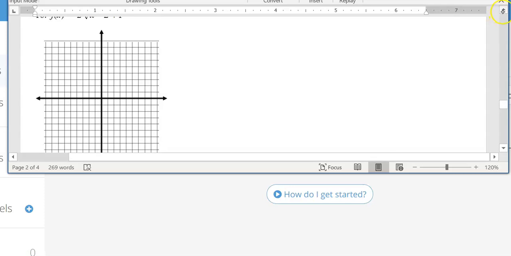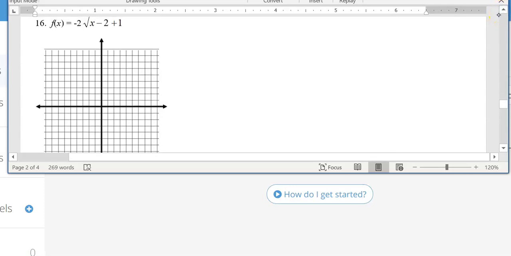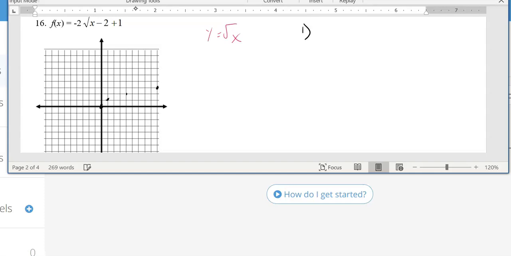This is a review of the square root parent. So I'm going to go ahead and just put the points for the parent function on here: 0, 0, 1, 1, 4, 2, 9, 3. So those points represent the parent. And there are really three things being done to this parent. Each of these 4 points are going to have these 3 things done to it. Okay? I'm going to list them out like this.